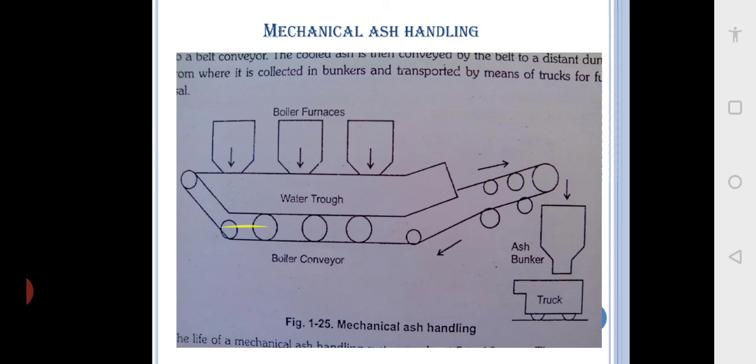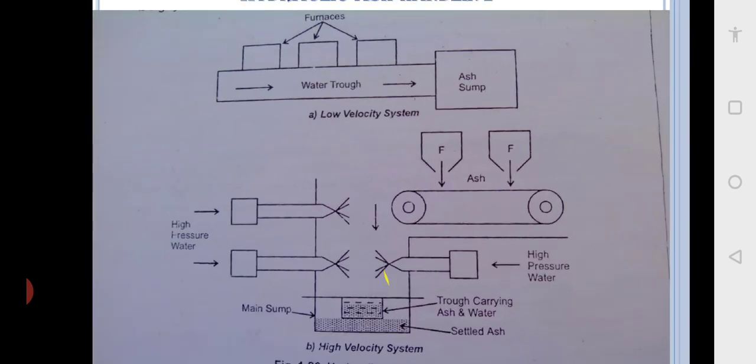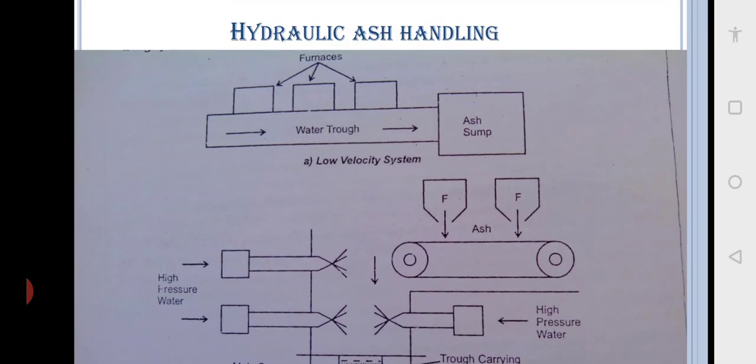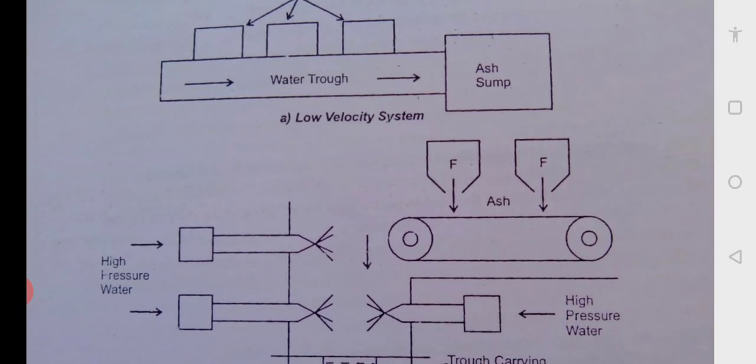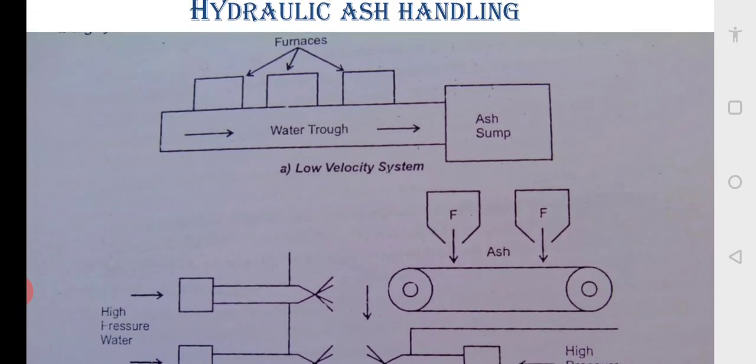Then you have got hydraulic ash handling, where water is there. Water trough, as I was telling, it is hot. So this ash is conveyed along with the water. Okay. So you can see it comes to the ash sump. Again 3 boiler furnaces are shown, water trough. It comes to the ash sump.